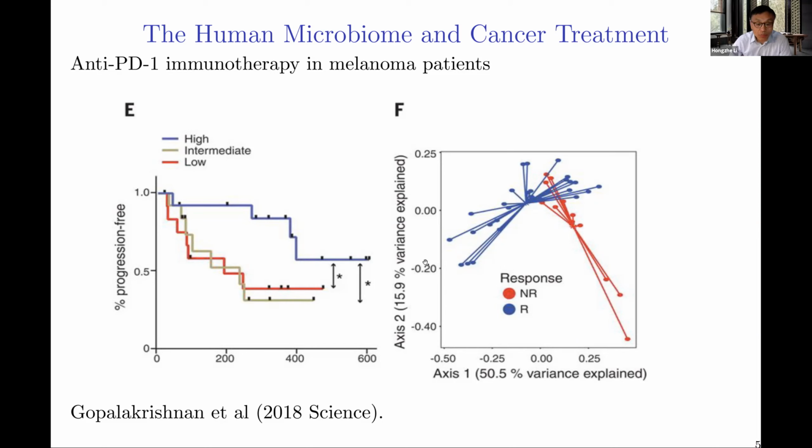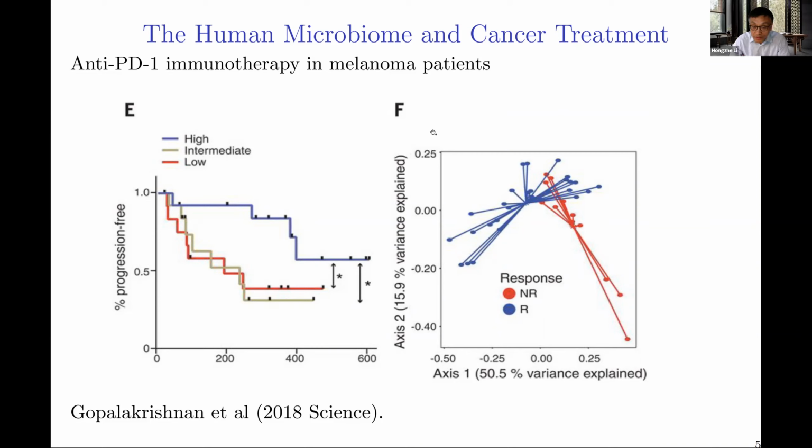What you see here are two plots from their paper. The first plot is a survival curve for the melanoma patients stratified by the diversity of their gut microbiome. You can see that the group with a high microbial diversity, the blue line, has a longer survival time. The progression-free survival time is much longer than the patients with a low or intermediate level of gut microbiome diversity. This just looks at the overall microbial community diversity, and you can see different patients responded to the same treatment very differently.